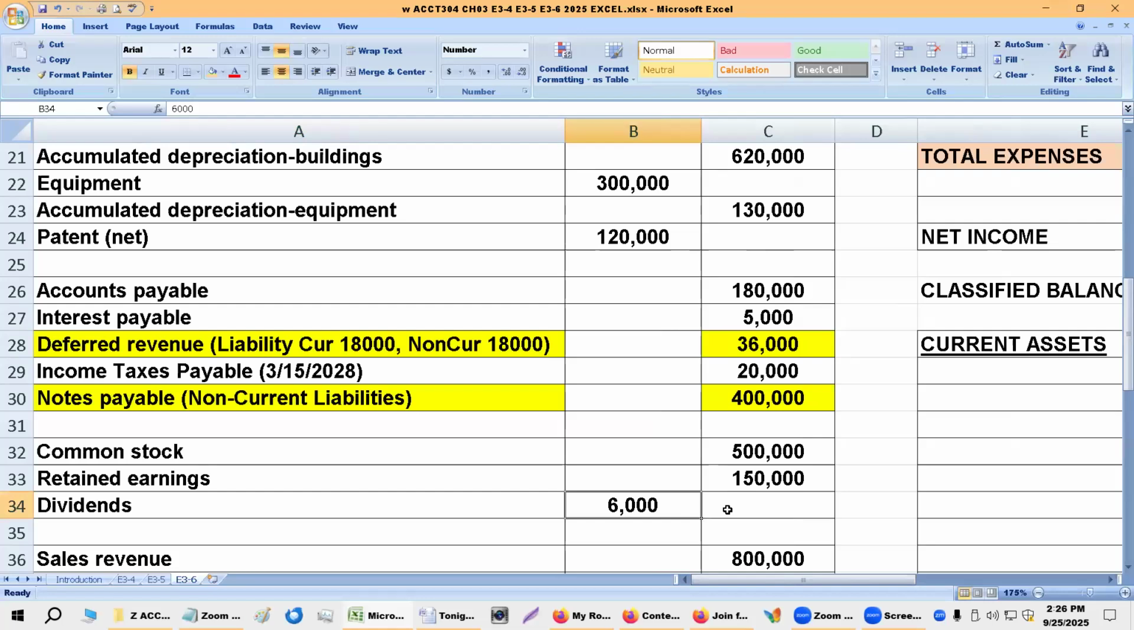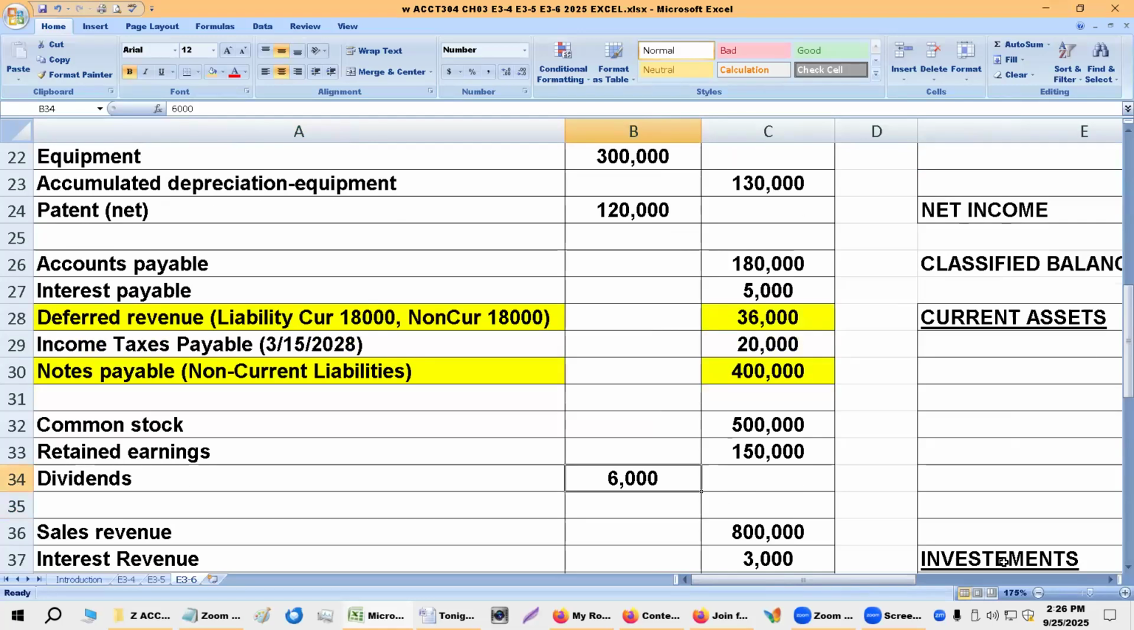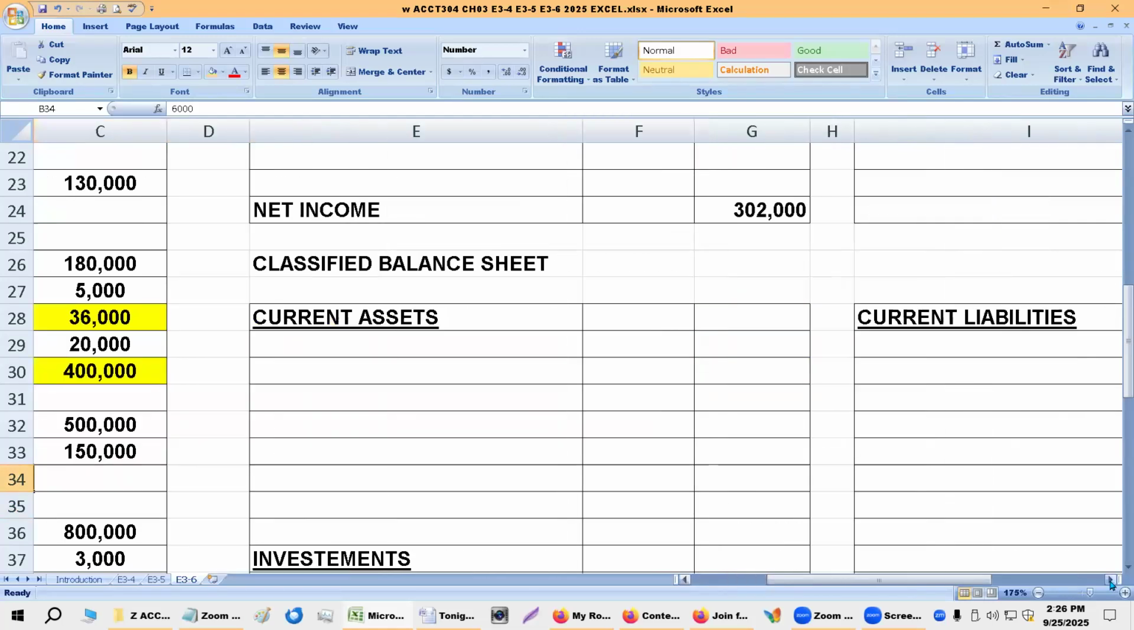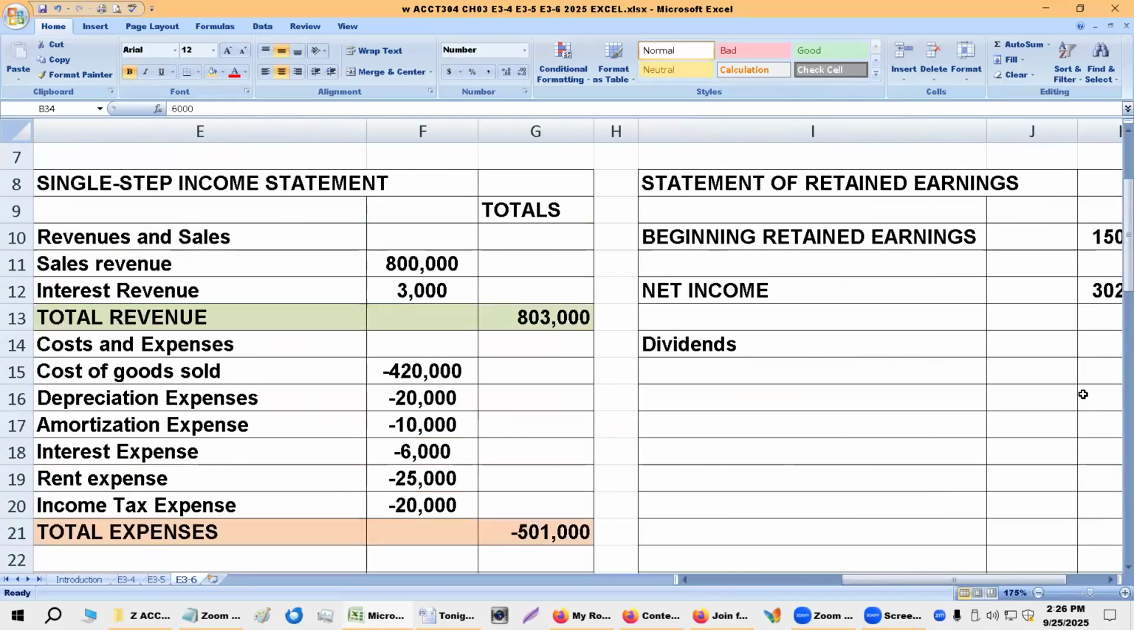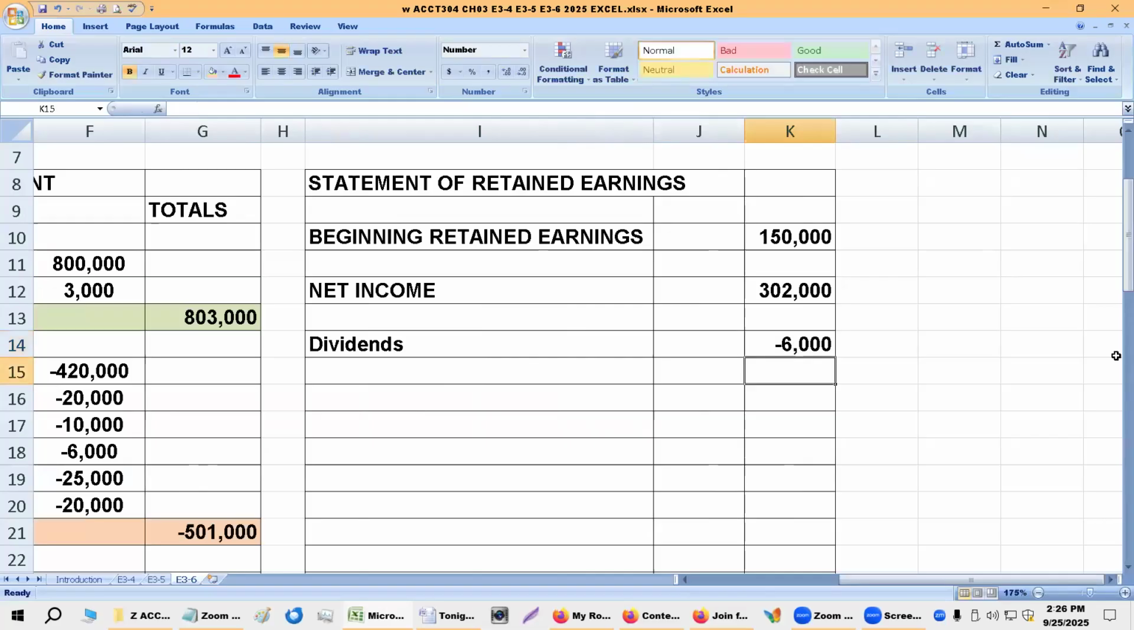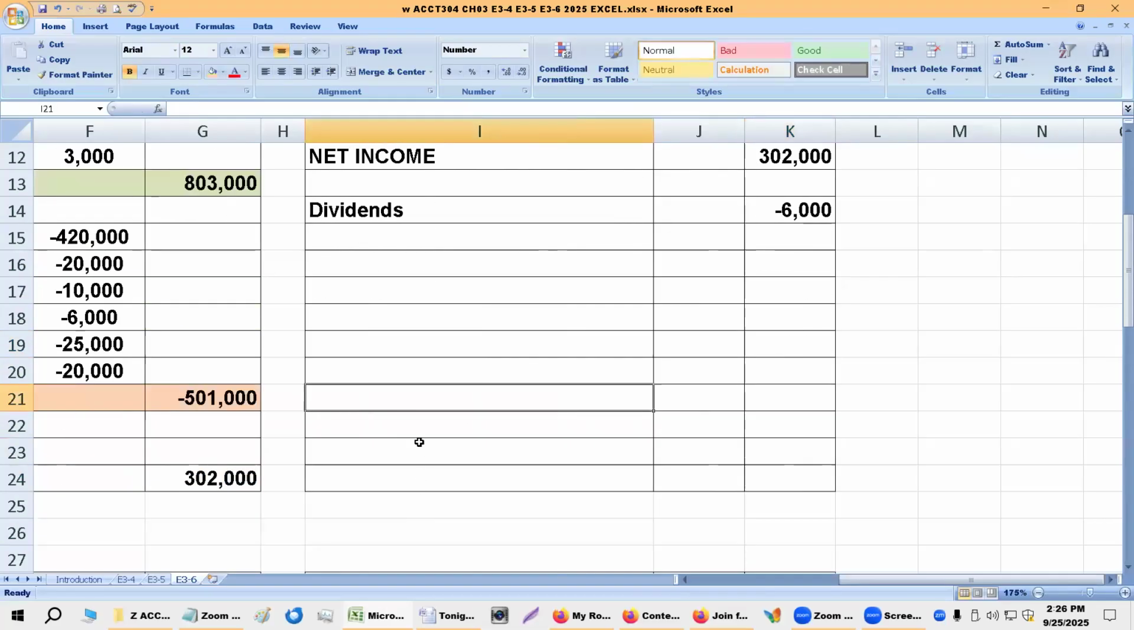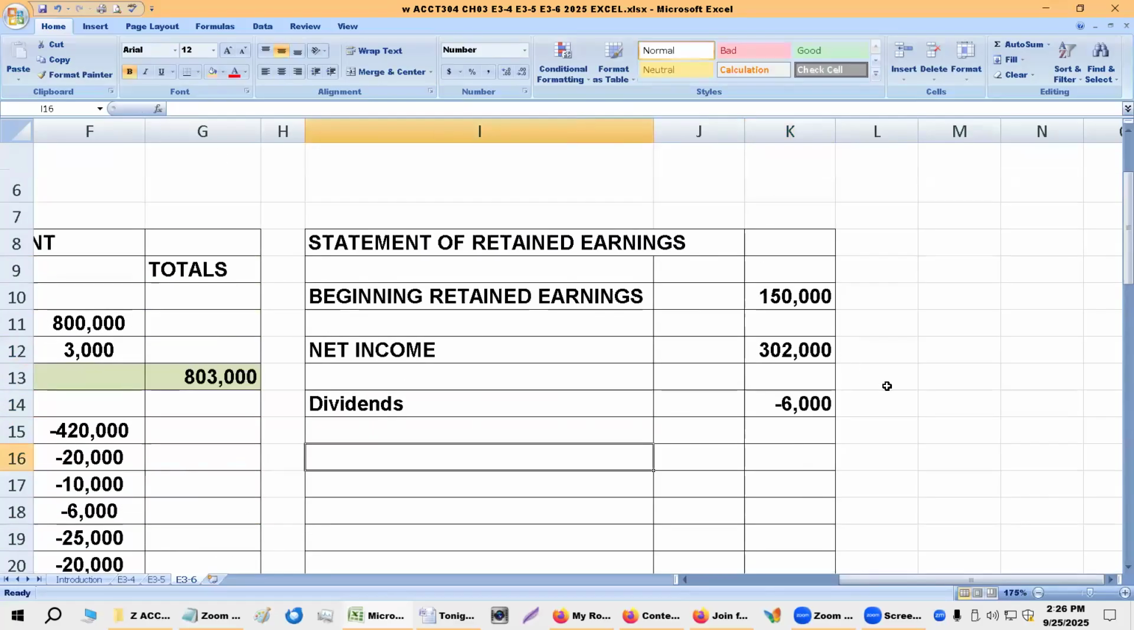So our dividends are 6,000. So that's gonna be negative. And so this will give us our ending. I'll put it up here, guys. Ending retained earnings.